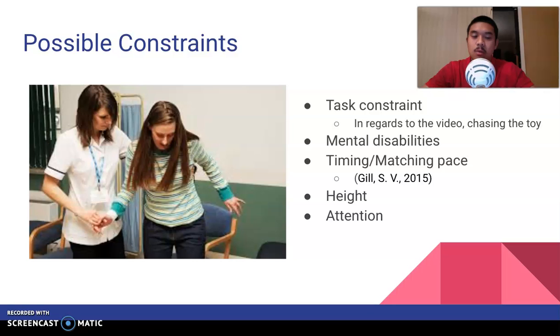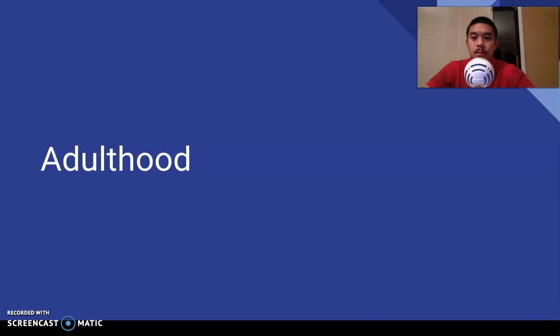In regards to the video, she was chasing a toy. Mental disabilities also are starting to play a huge role. Timing and matching pace: children are having a little bit of a hard time matching certain paces, especially the slower ones. Height plays a big difference, especially in stride length, and then they still have to pay attention to where they're going or if they're paying attention to things that they're doing.